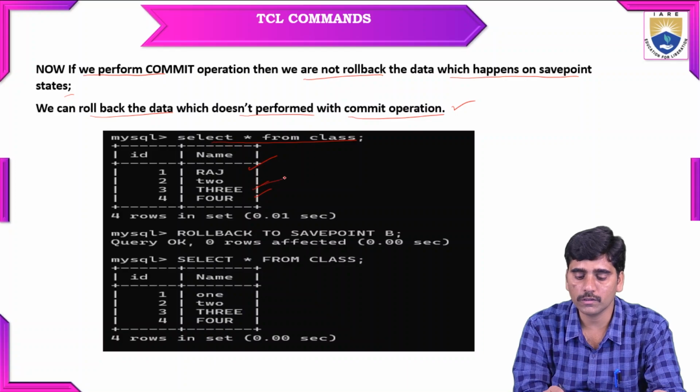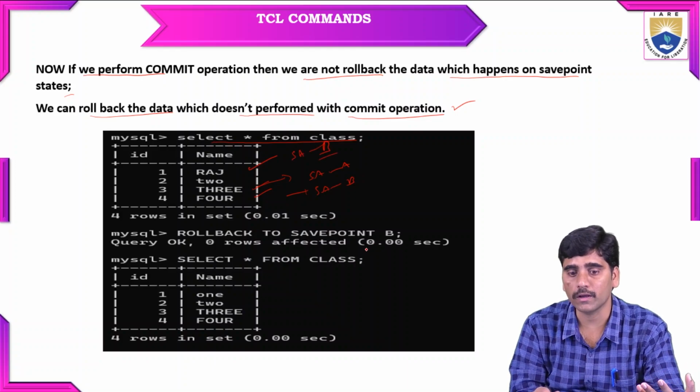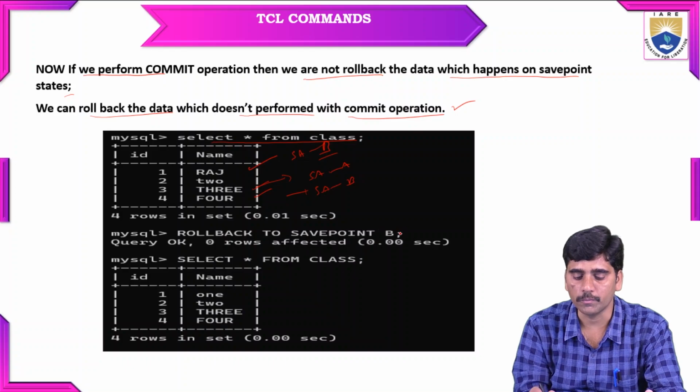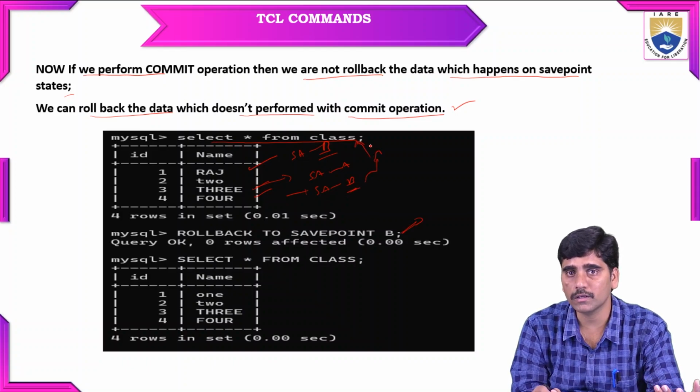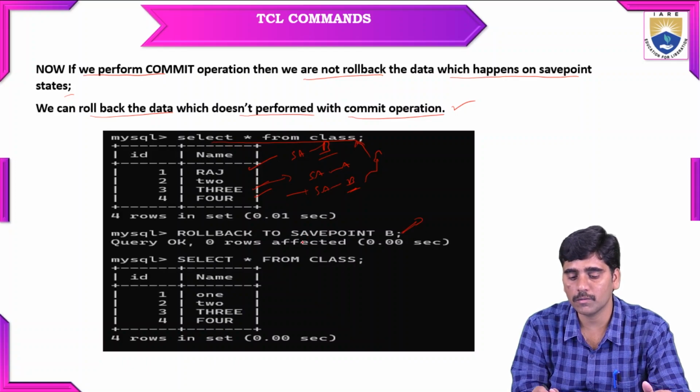For the third value insertion we created save point A, and for the fourth value save point B, but for this updating operation, save point C. So now if we want to roll back to save point B, that means up to save point B, whatever data was updated or inserted after save point B will not be kept. So here, roll back to save point B indicates what?